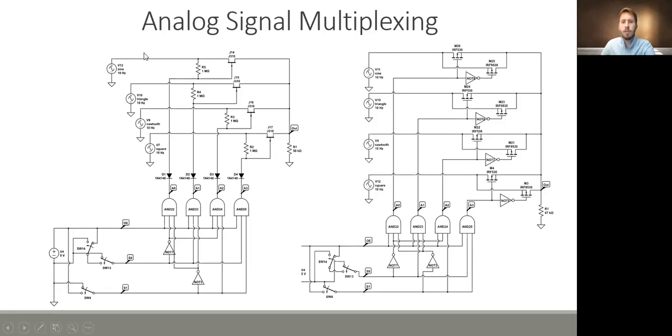So these are our input signals. We simply send them into the JFET transistor here.